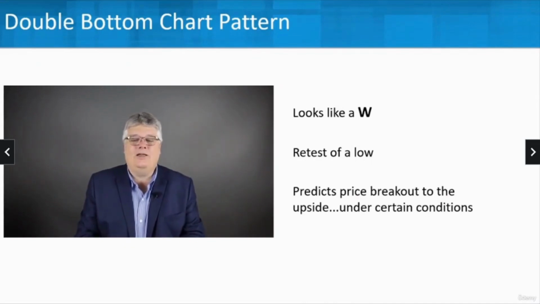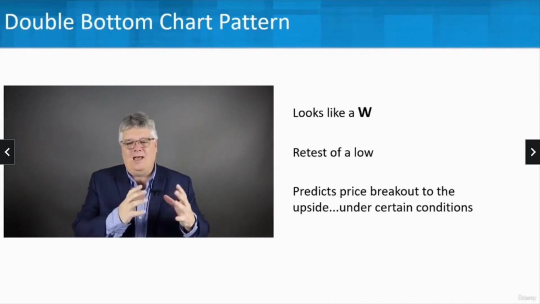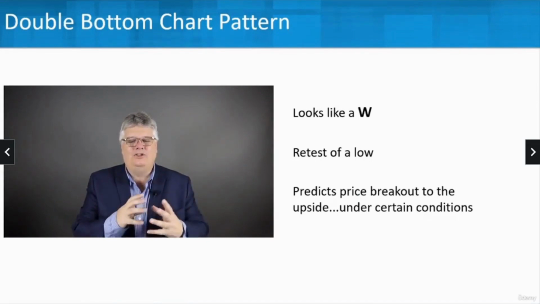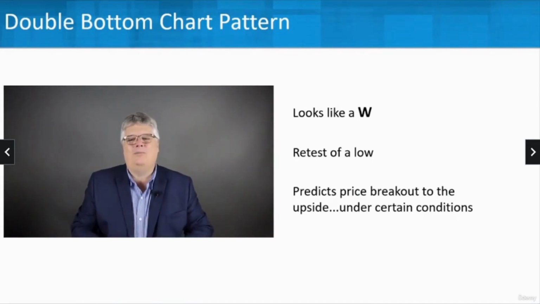Basically, it's going to look like the letter W, right? And what's happening is you have a downward trend and it's retesting these lows at the bottom of the W. And the idea is it's going to predict a price breakout. It's going to reverse out of the downward trend and break out to the upside. That's the idea, under certain conditions, we're now going to break out to the upside. So let's look at how those form and how we can trade off of those.